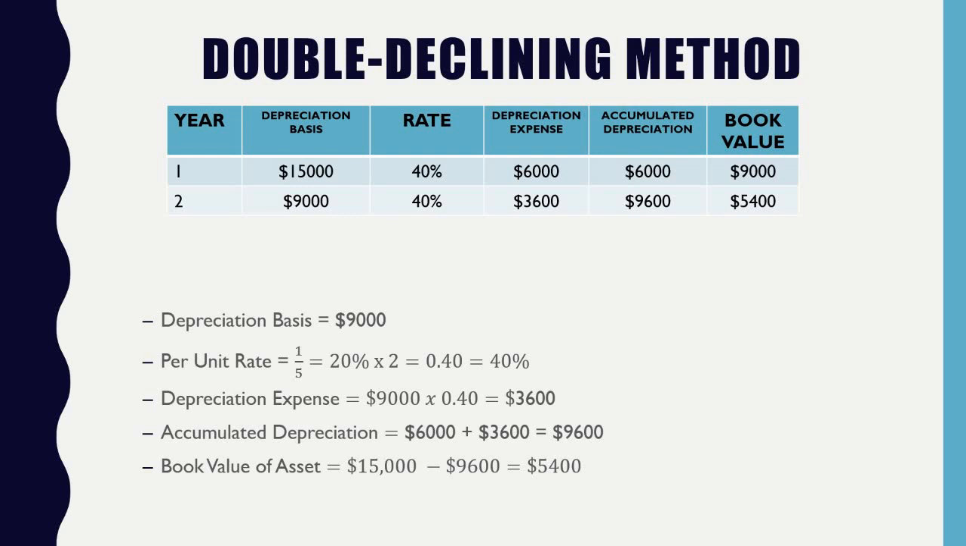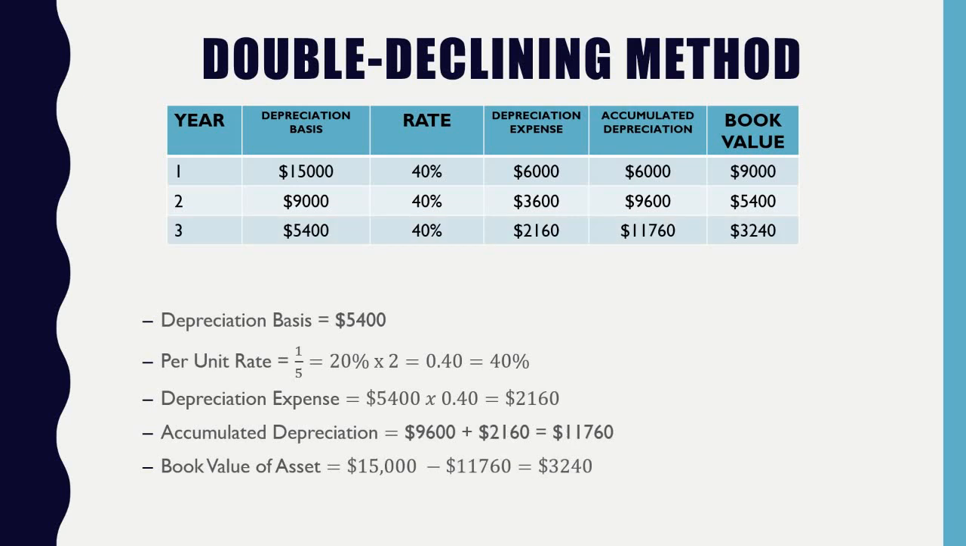So in this case, 3,600 plus 9,000 gives you a total of 9,600. Then we subtract that out of 15,000, which gives you a remaining of 5,400. And then the rest goes on and on, until you reach your 4th year.